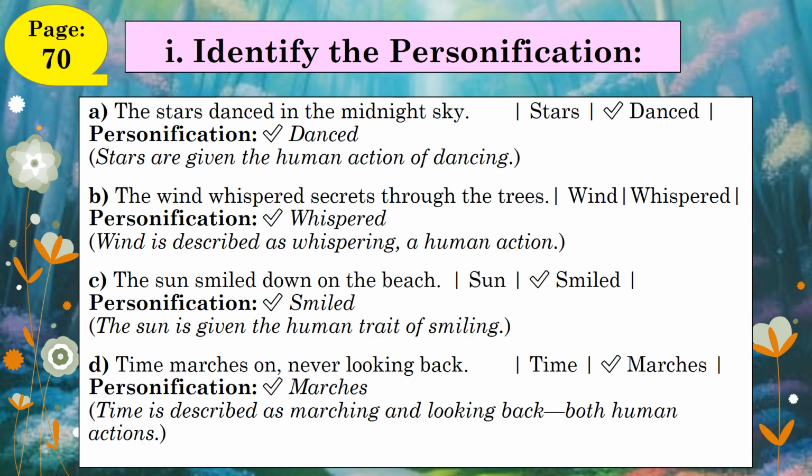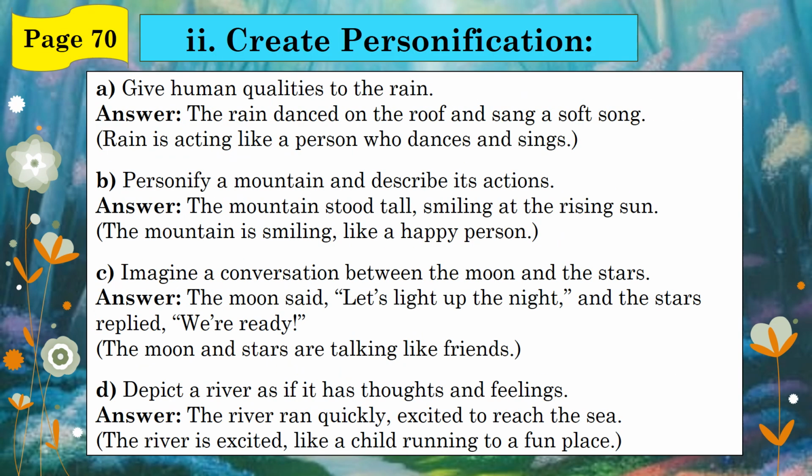4. Time marches on, never looking back. The word marches is personification. Time is shown as moving forward like a soldier, steady and unstoppable. Personification brings emotion and life to objects and ideas, and it's one of the most powerful tools poets use to create mood and imagery. Now it's time to get creative.